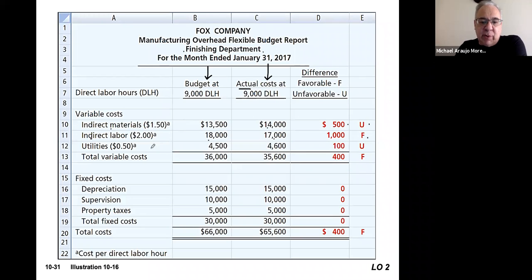And their utilities cost them slightly more than they budgeted for, so that's unfavorable. But when you look at all of the total costs together, these three combined, it still ended up being favorable by 400. So in essence, since the fixed costs don't change regardless, the total cost of this particular project for the finishing department was favorable by 400. So that's good because at least the manager knows he is not or she is not finished.